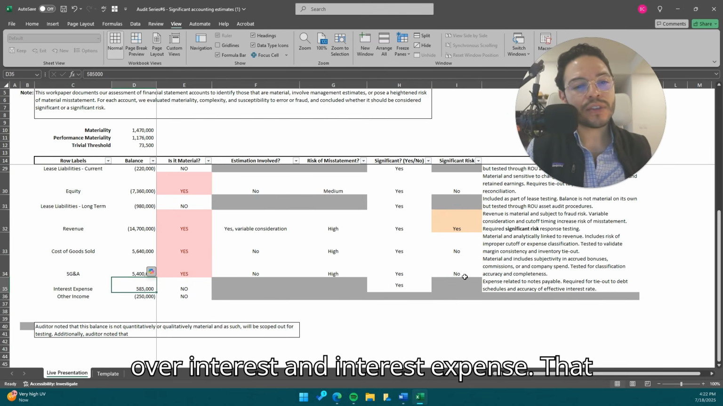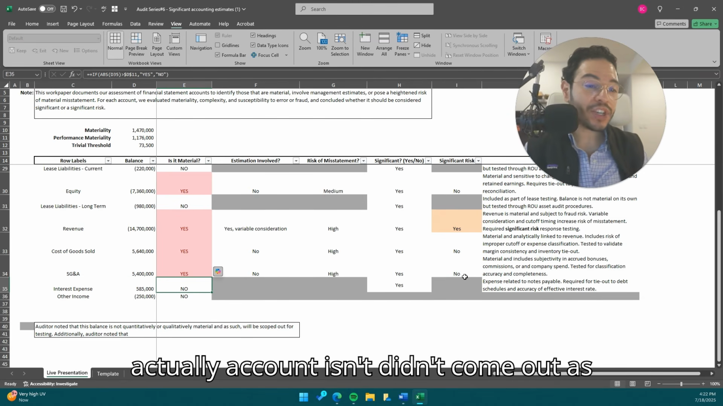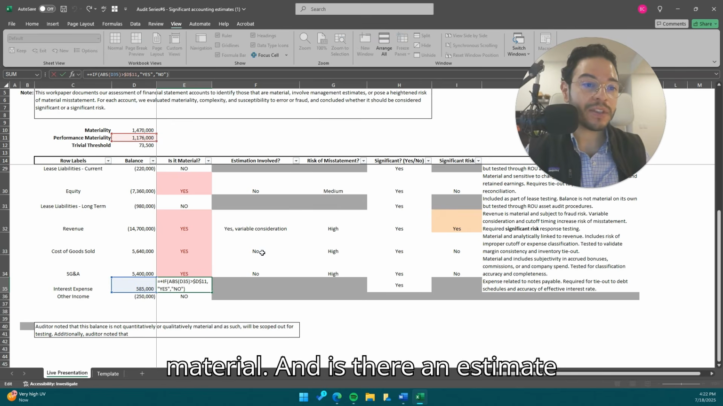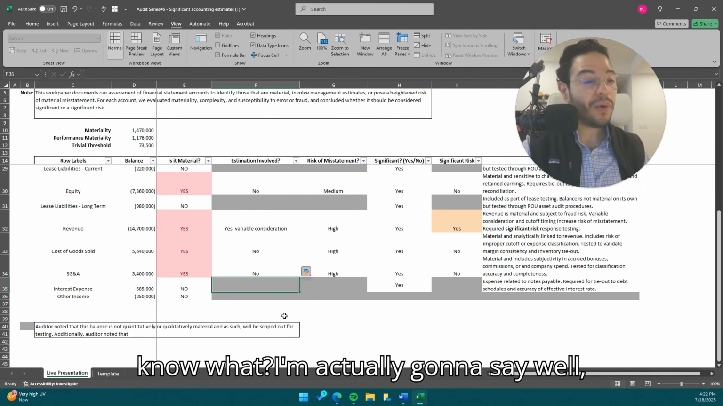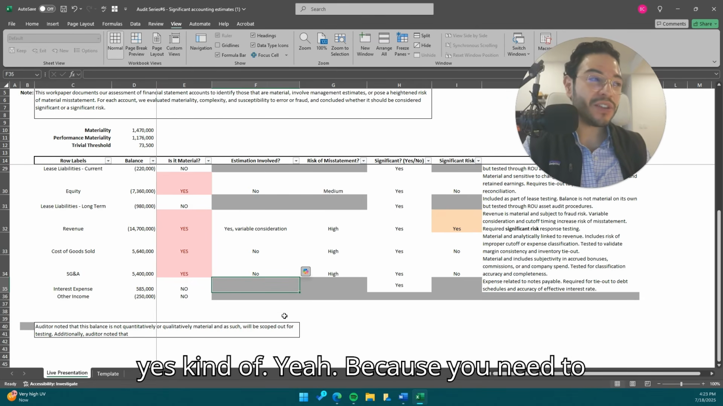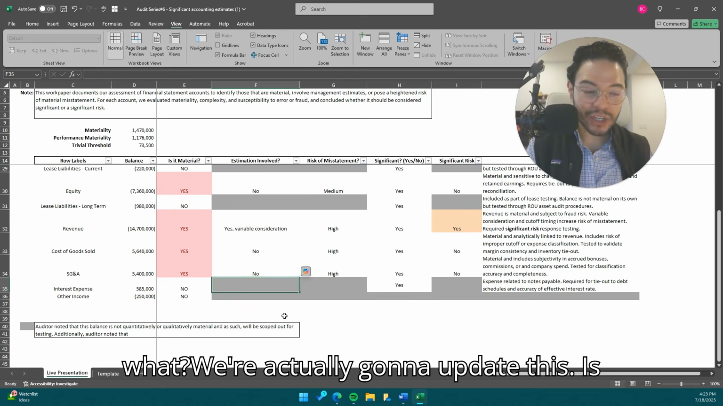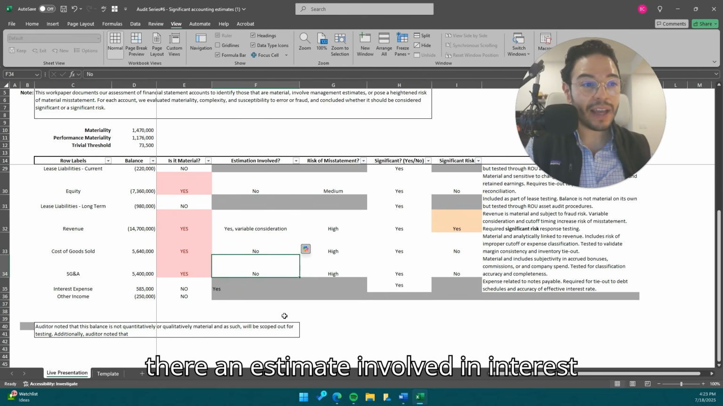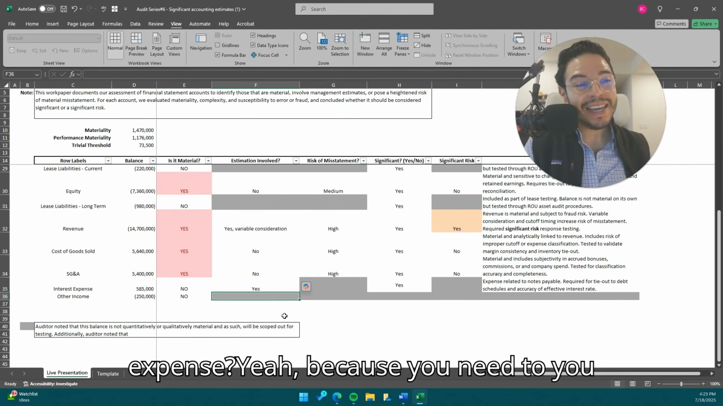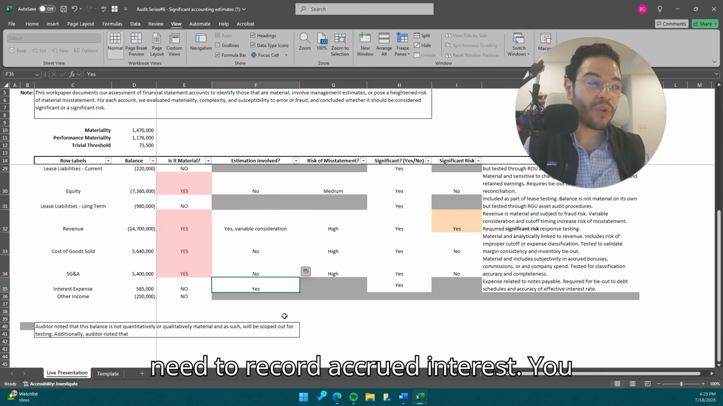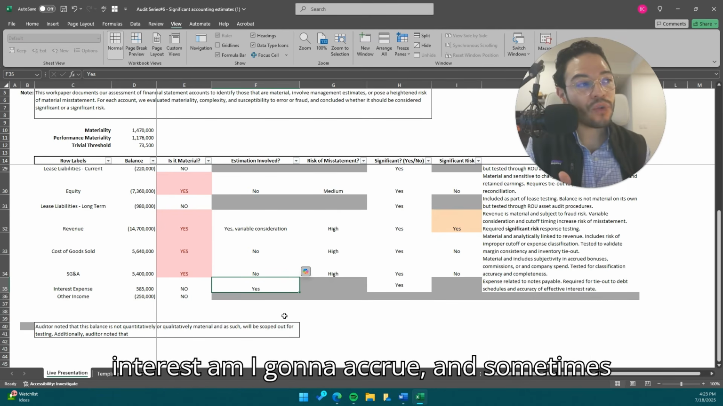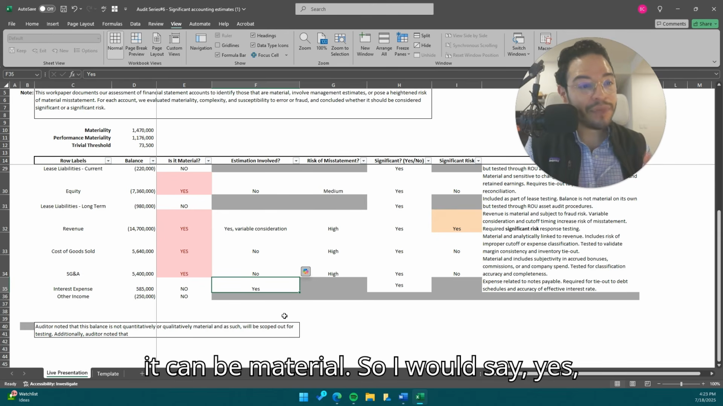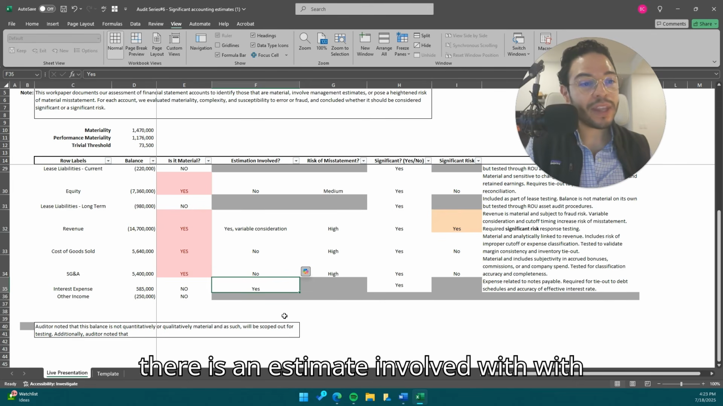And let's go over interest expense. That account didn't come out as material. And is there an estimate involved in interest expense? You know what? I'm going to say, well, yes, kind of, because you need to accrue for your interest. So we're actually going to update this. Is there an estimate involved in interest expense? Yeah, because you need to record accrued interest. You sometimes need to calculate how much interest you're going to accrue, and sometimes it can be material. So I would say yes, there is an estimate involved with interest expense.